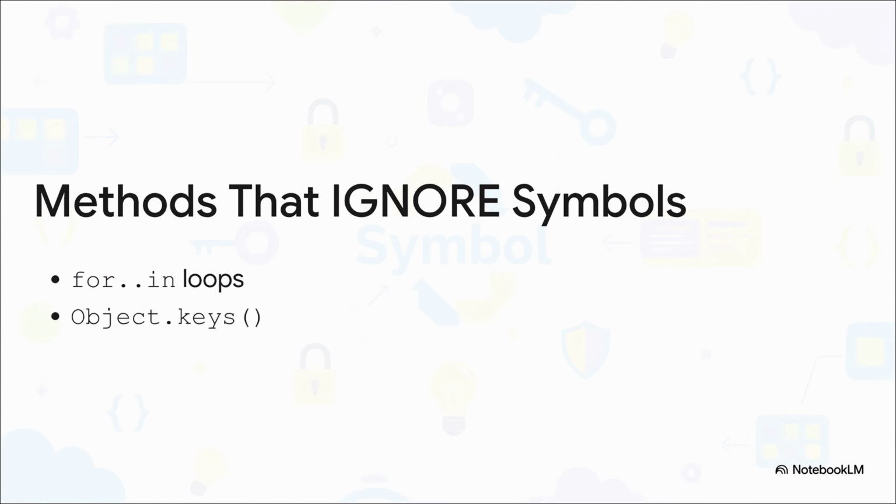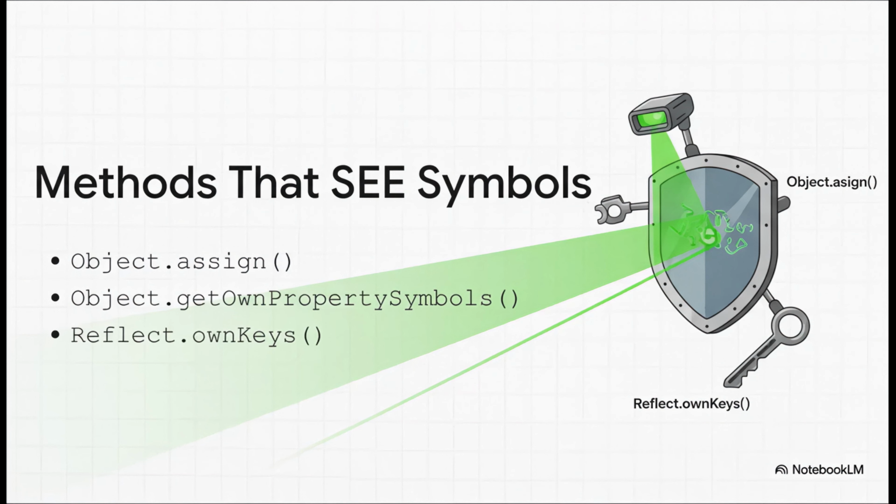It's like giving your property a secret invisibility cloak. Okay, so you might be thinking, are they totally invisible? Well, not exactly. If you want to get to them, you absolutely can. Object.assign, for instance, will copy them, which makes total sense if you're trying to clone an object. And then you have specific tools like Object.getOwnPropertySymbols that are built for the job. The whole point is they're hidden from accidents, but not from intention.